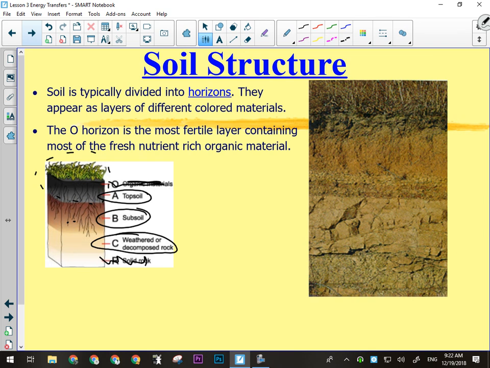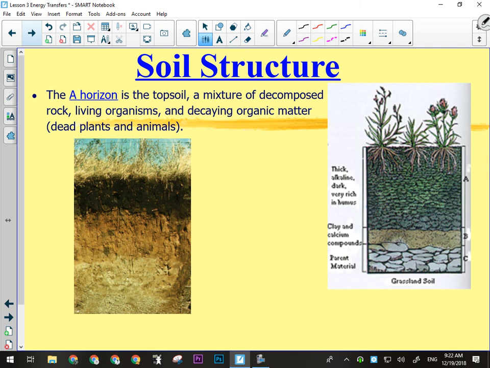All right. So the A horizon is the topsoil. It's a mixture of decomposed rock, so broken up rock, really small stuff, living organisms, decaying organic material, dead plants and animal feces, all that kind of stuff is all in there. So this would be a typical soil horizon from our area, a fairly dark topsoil, a much lighter kind of B horizon, and then underneath that, at least for us, mostly sandstone around here.